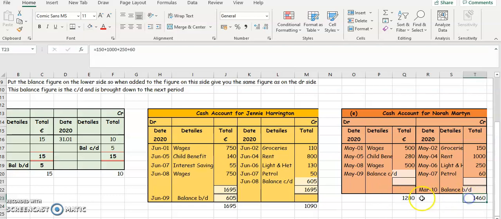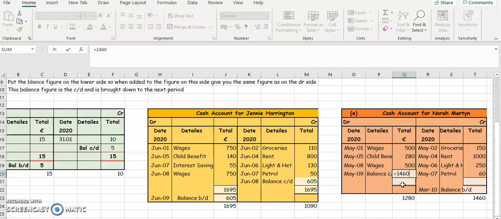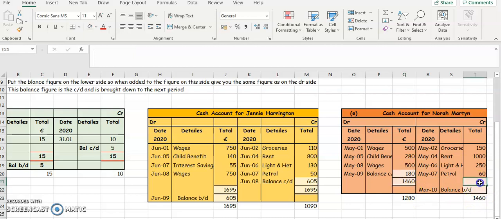We're going to take the lower away from the highest. Because we know the balance is on the debit side, it's 1,460 minus 1,280. So the amount that we overspent by is 180. So let's check. We're going to add up 500 plus 280 plus 500 plus 180. And that gives us 1,460. So we know the two sides are correct, they're balanced. And then this 180 is our carry down figure, and it's brought down then to the next month.